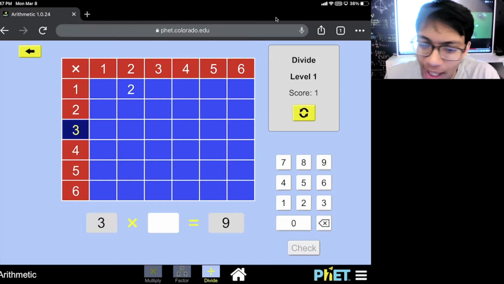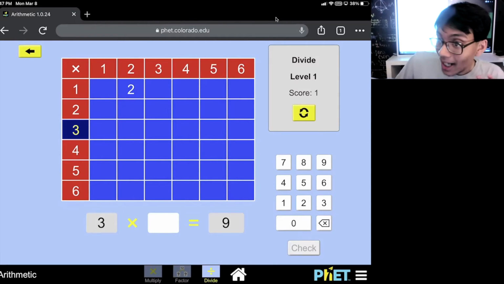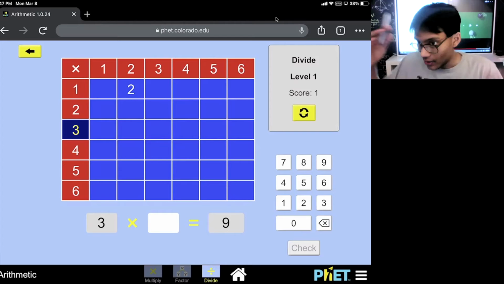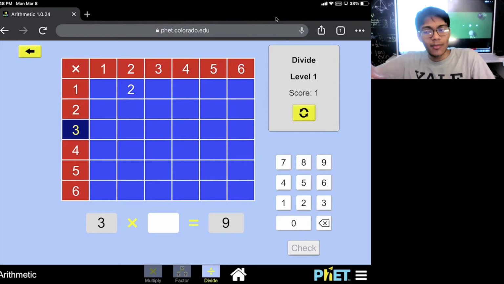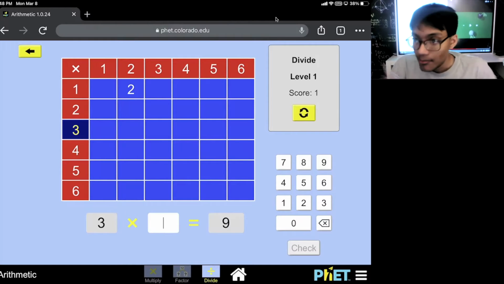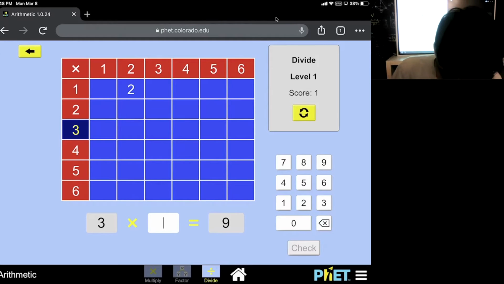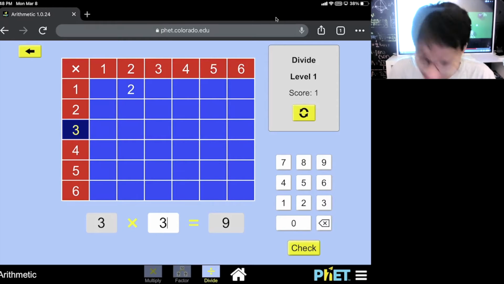Let's try the next one out, okay? The next one is asking us, what do we have to multiply 3 by to get 9? Try to think. Remember your times tables. If you don't remember, go ahead and watch the 3 times table video. But if you do know, well, 3 times 3 is 9, right? So let's check.